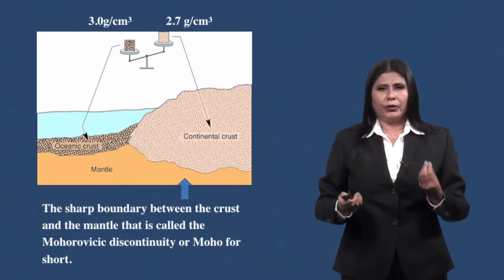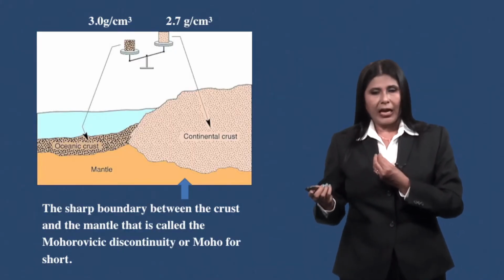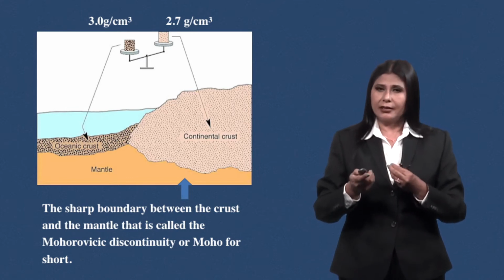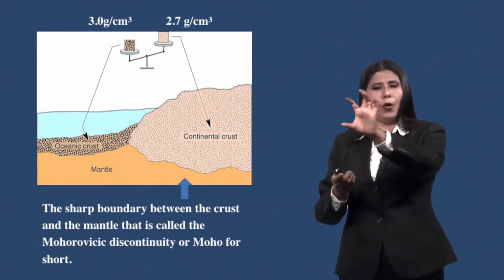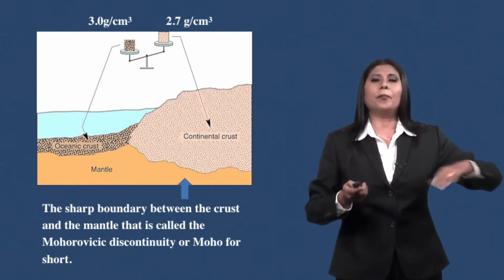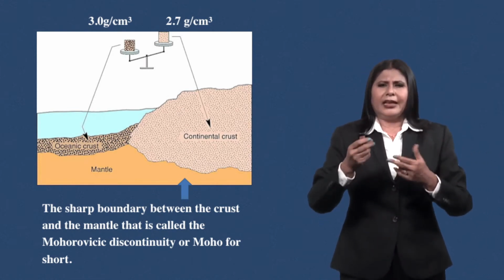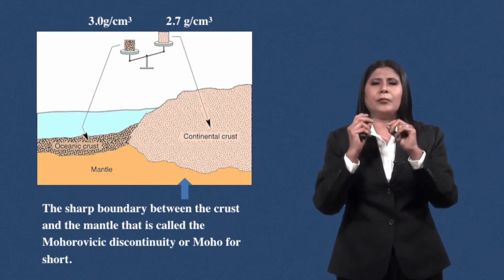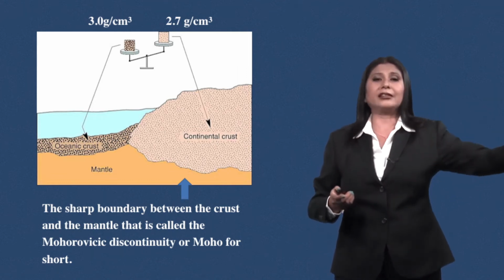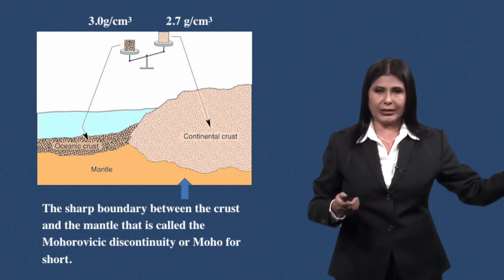I will be explaining why it is when we come to the plate tectonics chapter. As of now, this is a fact. The oceanic crust is made of more dense material, that is 3 grams per cubic centimeter. So, continental crust is lighter and oceanic crust is denser, and both together form the crust, part of the lithosphere. There is a sharp boundary between the crust and mantle, which is called the Mohorovičić discontinuity or Moho discontinuity.